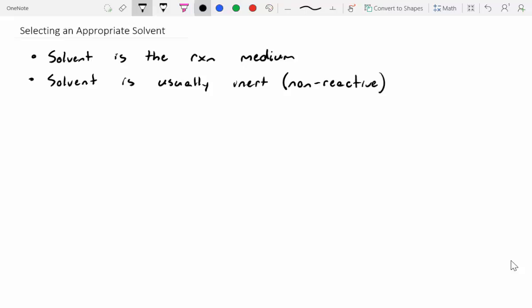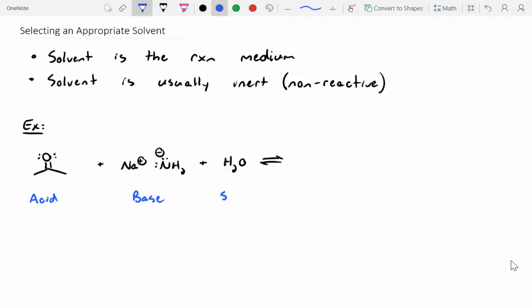Let's take an example of an acid-base reaction, and I'm going to pick a solvent too. In this example, our acid will be this ketone, also known as acetone. And I'm going to pick a base, so I'll pick sodium amide. And I'm going to run this in water. All right? So first thing I would do as a chemist is say, in this case, this would be my acid, this would be my base, and water, I'm trying to use it as a solvent.